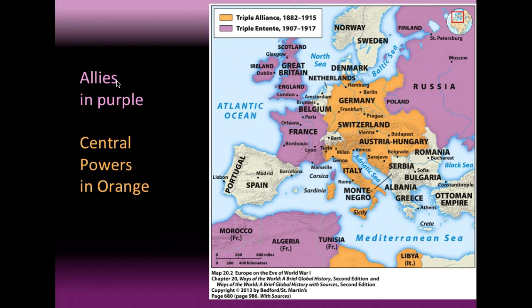Here's a closer look at Europe. The Allied powers are in purple and the Central Powers are in orange.